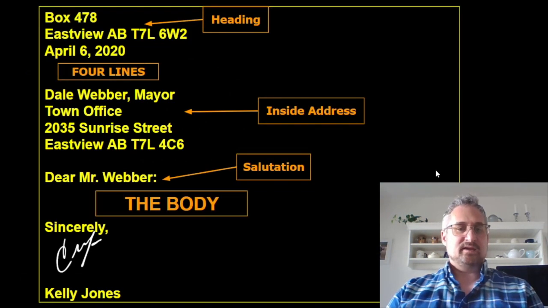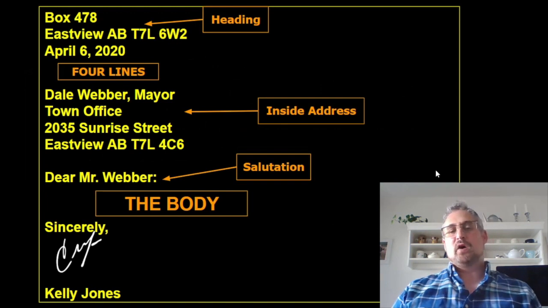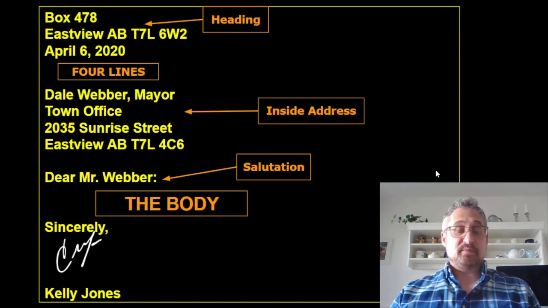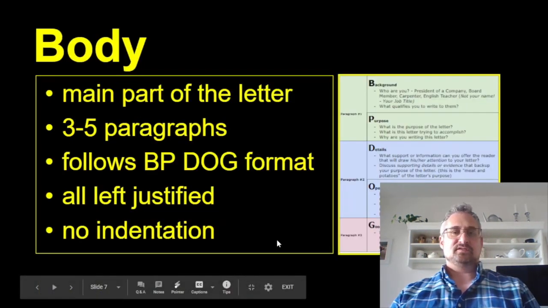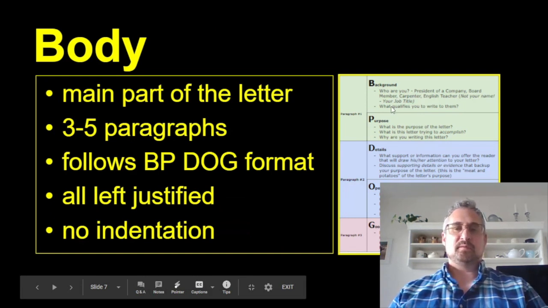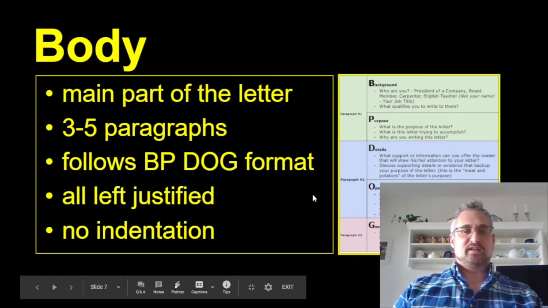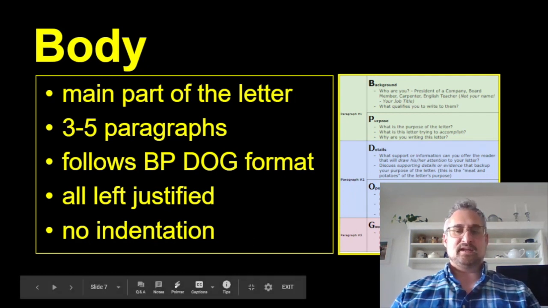The body is the next section. The body we'll talk about in much more detail. That uses BP Dog. So it's the main part of the letter. It has 3 to 5 paragraphs. It follows the BP Dog format, and we'll go into that in much more detail. It's all kind of left justified. That means it's shoved up against the far left side, and there's no indentation there.